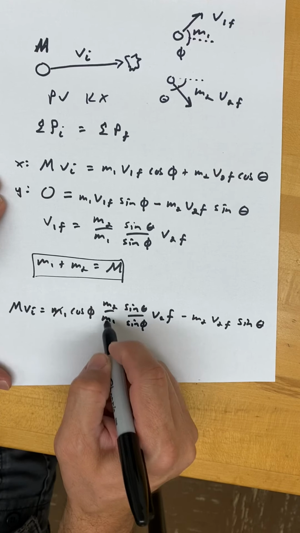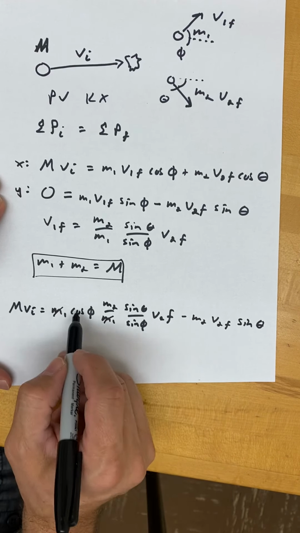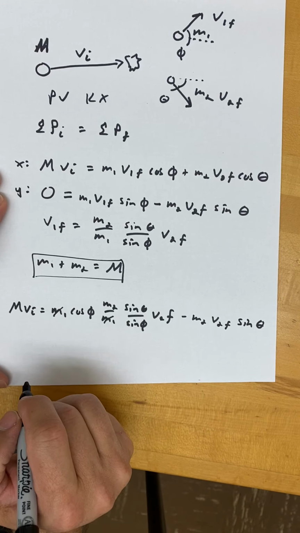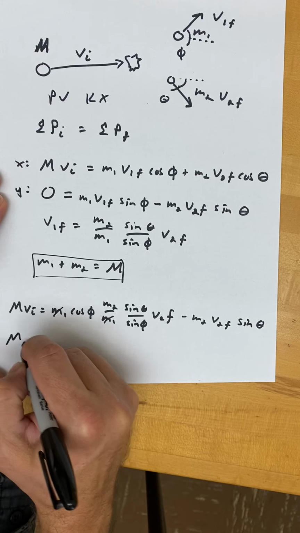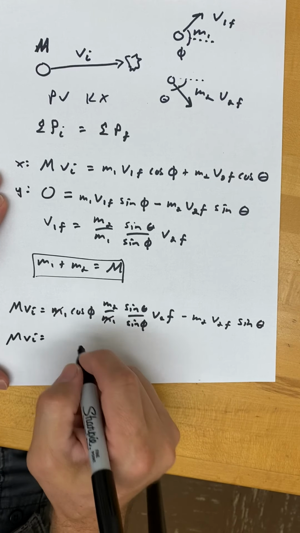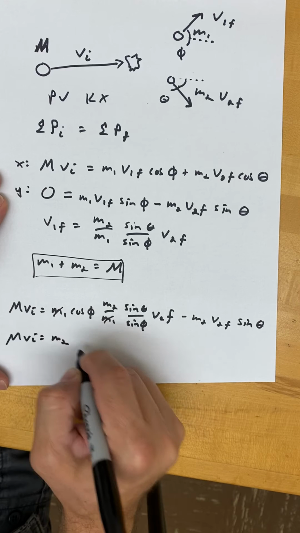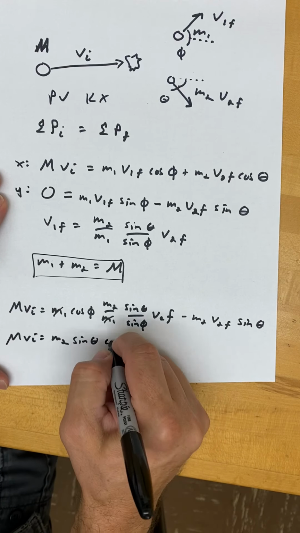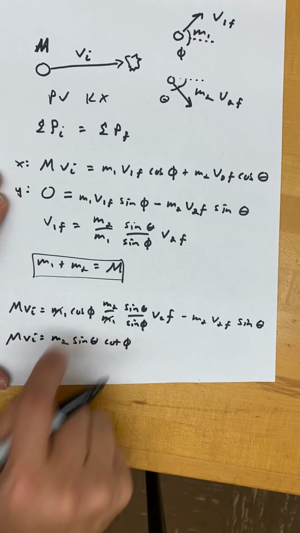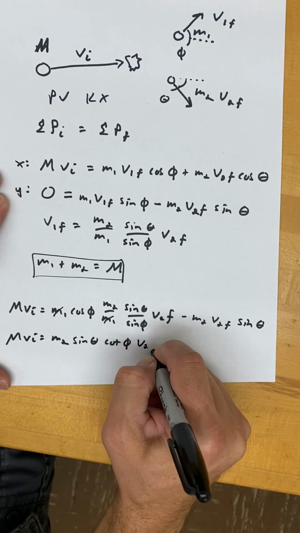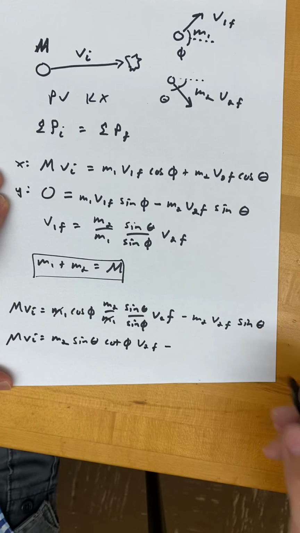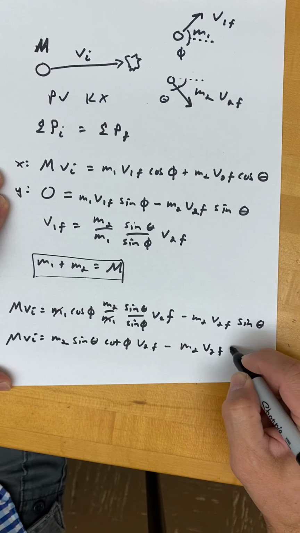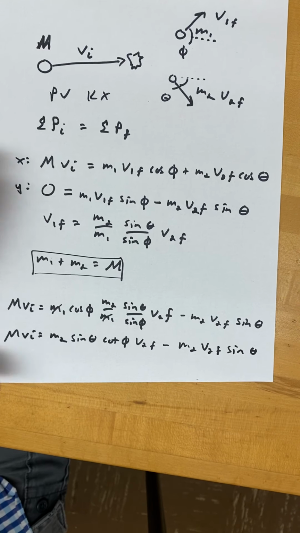It's getting a little long, but I think we can do it. So looks like we're going to lose this M1 with this one. This cosine phi over this sine phi is going to become a cotangent phi. So I'm going to get, and then let me just write that out. M V initial is equal to M2 sine of theta, left from here, cotangent phi from here, V2 final, minus M2 V2 final sine of theta.